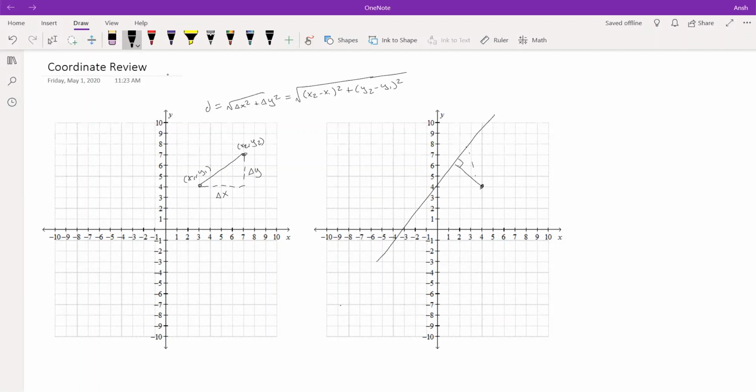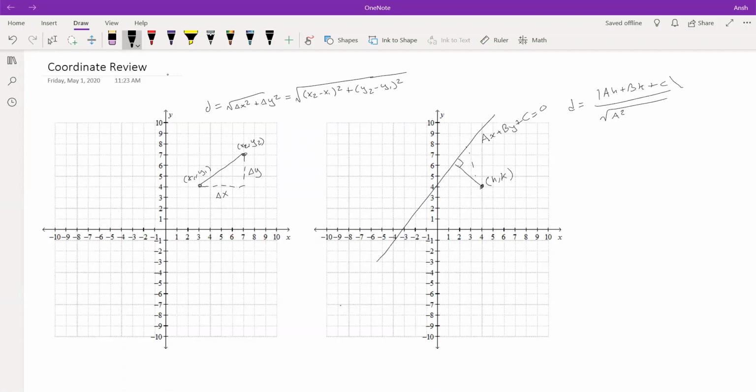So the formula you get is the distance between a point h comma k and a line in standard form ax plus by plus c equals 0 is the absolute value of ah plus bk plus c over the square root of a squared plus b squared.